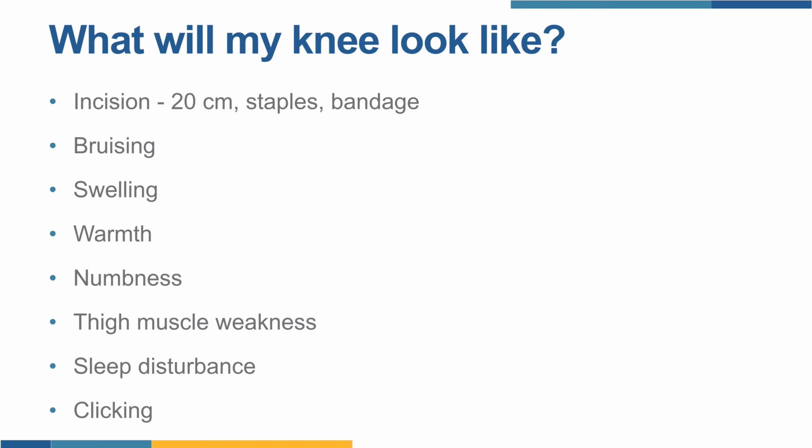It is important to know what your knee will look like after surgery and to know that this is normal and expected. There will be a 20 centimeter long incision down the middle of your knee. It will be closed with staples. After surgery, the incision will be covered by a large bandage, so you won't see it. It is important to remove the bandage when you are told to do so. Checking your incision daily after the bandage is removed will let you see that it is healing well. Do not put any ointment or lotion on your knee.